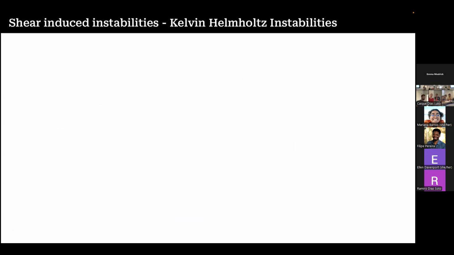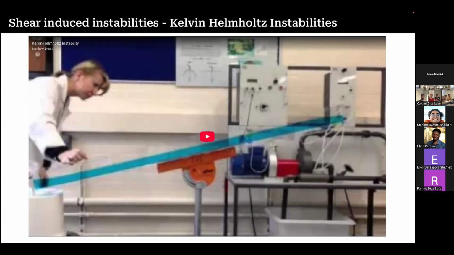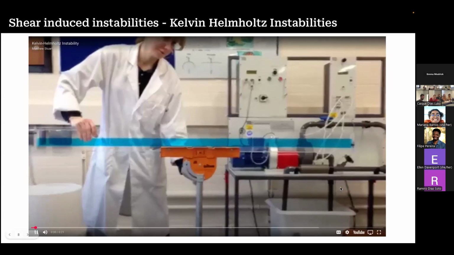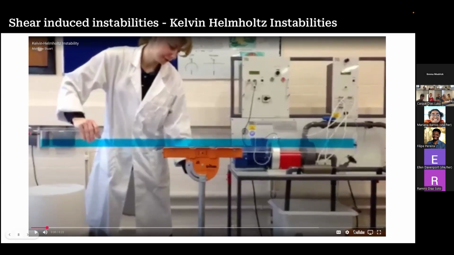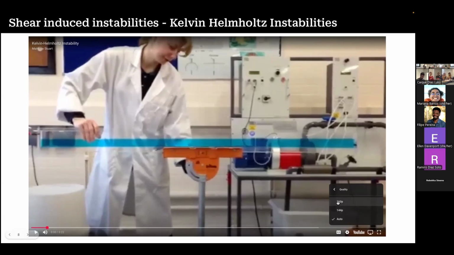And some examples of what kind of instabilities are triggered by vertical shear. A classical one is the Kelvin-Helmholtz instability that Ankita is going to give more details to us tomorrow. But here I just wanted to show a video of this instability happening. Let me just increase the quality.